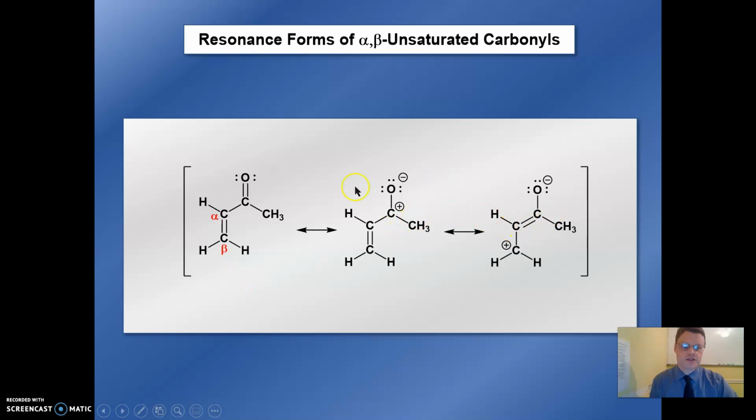However, these two resonance forms show us where the electrophilic carbons are. And that's important for recognizing where a nucleophile might attack this compound. This video is concerned with 1,4 addition or conjugate addition, so our nucleophile will be attacking the beta carbon here.